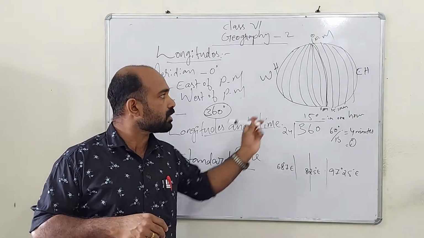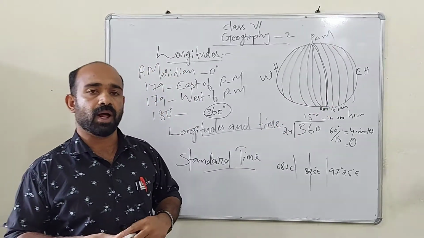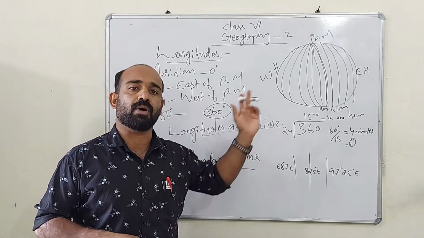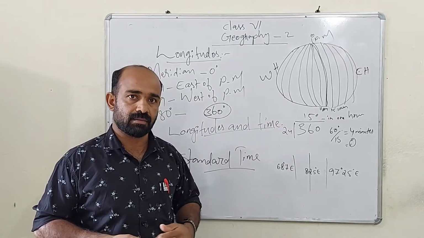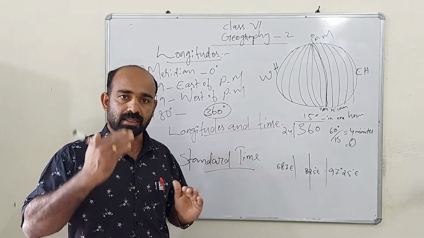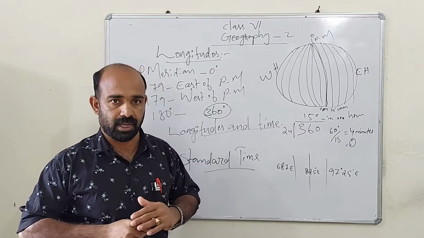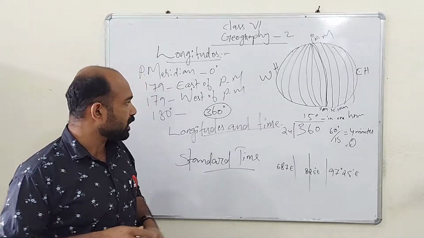And the places located in the eastern hemisphere will have ahead time of the prime meridian. The places located in the western hemisphere, time will be behind the time of the prime meridian. Let us see how it can be calculated.